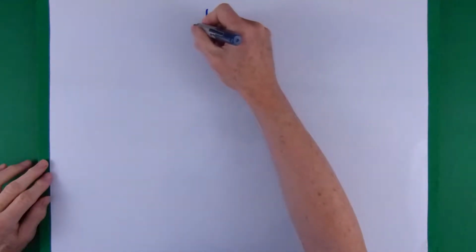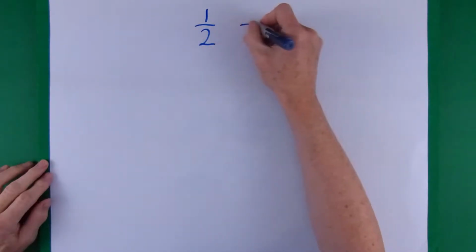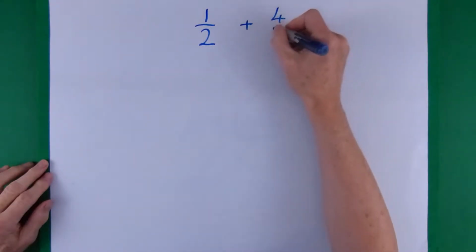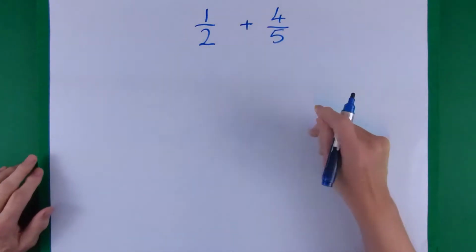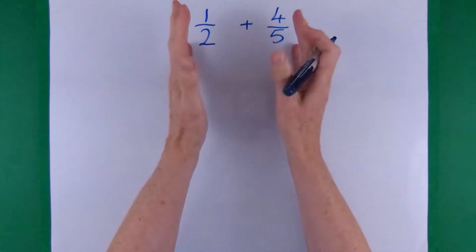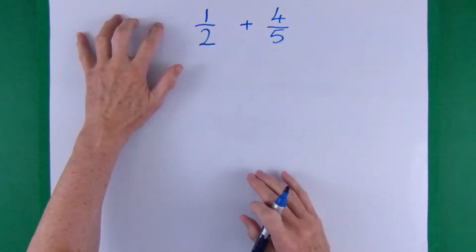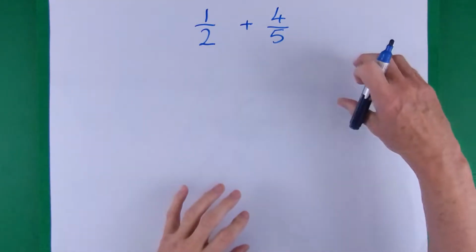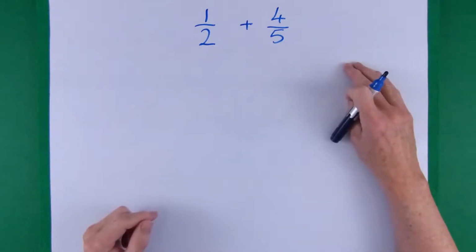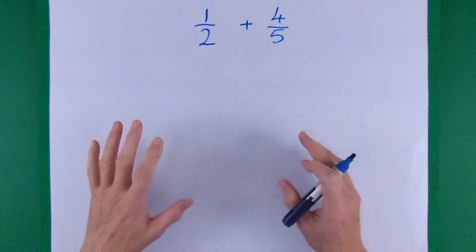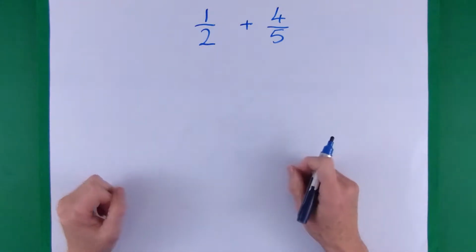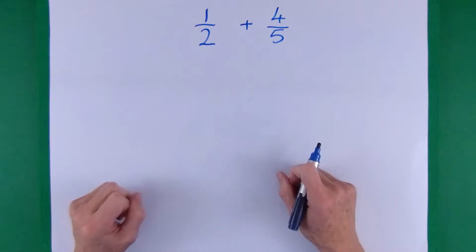The question we're going to do this time is a half plus 4/5. Now always keep the working the same. We'll leave a space here for the tables and a space here in case we need to do a divide later on. Keep the working the same. You're drawing and reinforcing patterns in your brain.